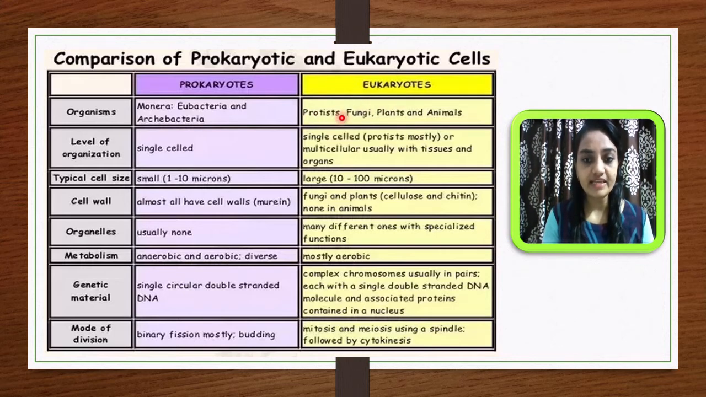Eukaryotes include protists, fungi, plants and animals. We will learn in detail about all these groups in chapters number 2, 3, and 4. So in all the chapters from 1 to 4, we will discuss all these groups of organisms.